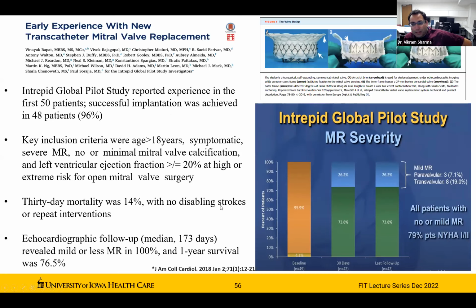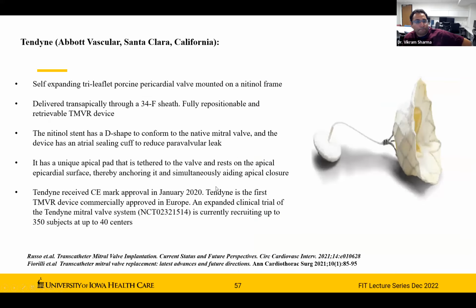The 30-day mortality here was 14%. There weren't any patients with disabling strokes or repeat interventions. And here we see the reduction in MR to either no or mild MR in the majority of the patients at 30 days and on their last follow-up, which is a median of 173 days. It's a really good result in terms of reduction in MR severity, which was promising.